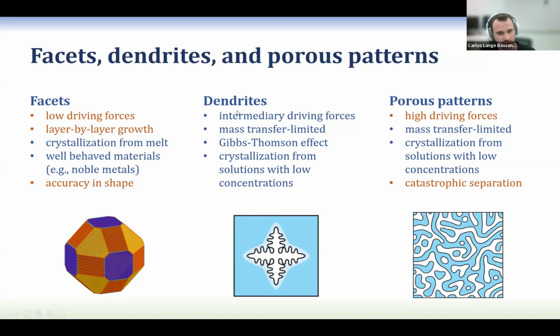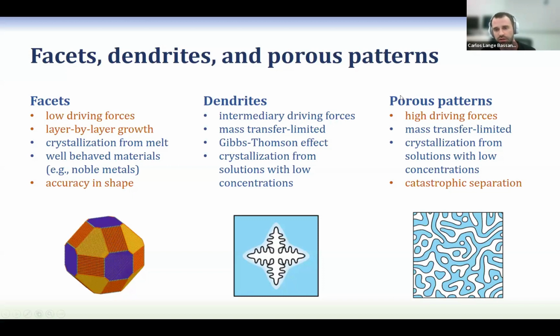Then we go to the next level of complexity, dendrites, happening at intermediary driving forces. So here, usually crystallization is from a solution, and the basic example here is a snowflake. So water in the form of vapor inside air, and then only the water will crystallize, but the concentration is very low, so this triggers mass transfer limitation, and these patterned structures of the dendrites, like these tree-looking emergent structures, happen because of the Gibbs-Thompson effect, which is basically chemical potential changing with curvature.